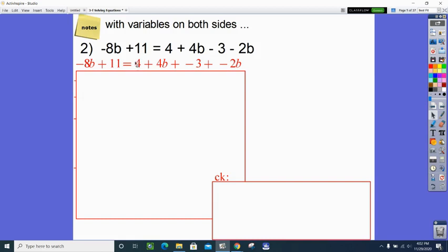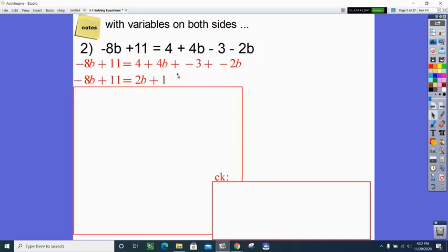The constants, the 4 and the -3, can be combined. 4 and a -3 added together make 1. And 4b and a -2b combined together make a positive 2b. And that's how our equation starts to clean up, just by combining the two pairs of like terms on the right. And now we're back to the last video. So I'd like you right now to solve it and see if you can find an answer for b.